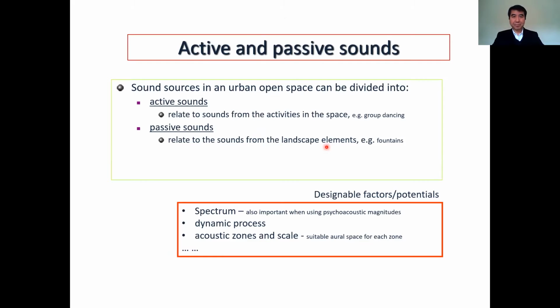So for sound, there are different definitions about how to classify different sounds. From a designer's viewpoint, I think we can define sound as active sound and passive sound. Active sound is related to sound from activities, for example, group dancing, which is a very common activity in Chinese squares. And passive sound is like a fountain. The difference is that active sound will disappear when there's nobody there, because soundscape is about the perceived. Passive sound is sound that is always there, like a running fountain. Of course, you can switch it off, but it's kind of part of the square furniture.